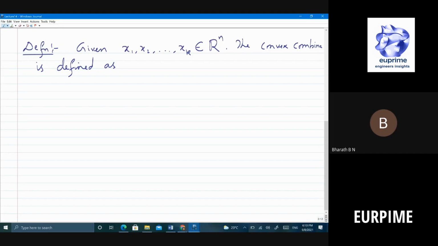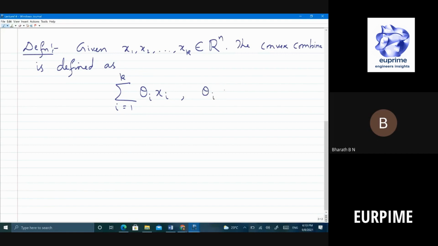and all of them are non-negative, right? Lambda and 1 minus lambda both turned out to be greater than or equal to 0. Let's generalize that. So how do I generalize? Sum over i equal to 1 to k of theta i xi. This will be the convex combination.